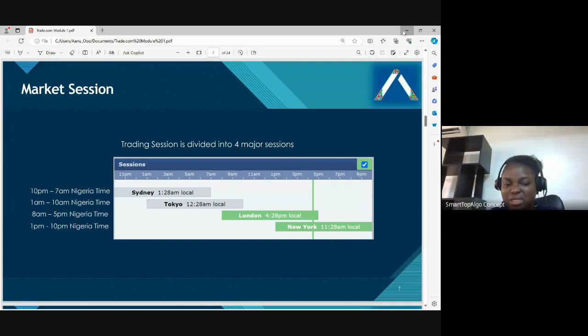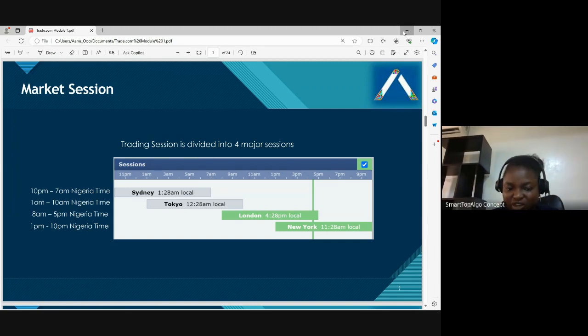So in order to determine this comes the market session. When it comes to market sessions, we have basically four major sessions. The first one is the Sydney session. The second one is the Tokyo session. Then we have the London session, and we have the New York session.